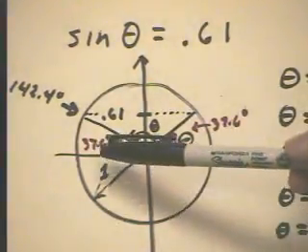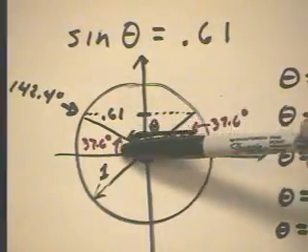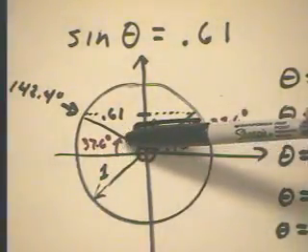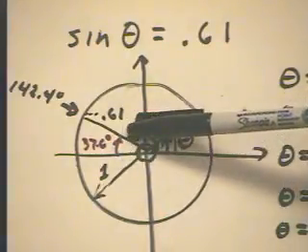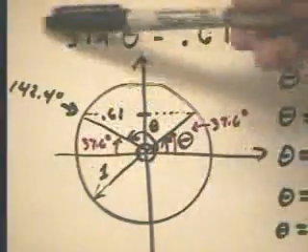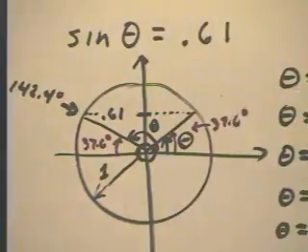And that's going to tell us that this angle is 180 degrees, that is, we think of starting here, moving around to 180, then back 37.6 degrees. So this is 180 degrees minus 37.6 degrees, and that comes out to 142.4 degrees. And that's another value of theta such that sine theta equals 0.61. You might think that we're done at this point, but we're not.